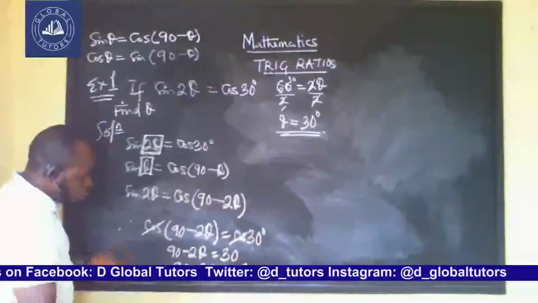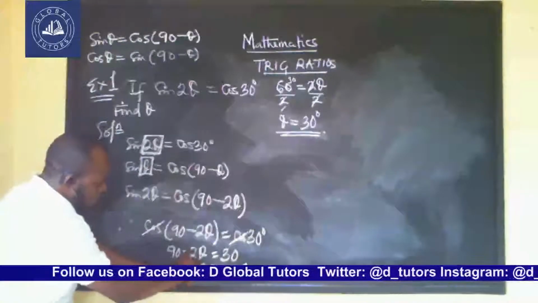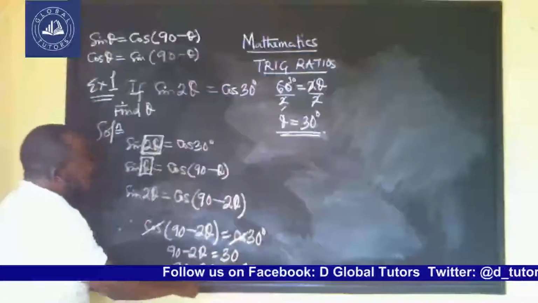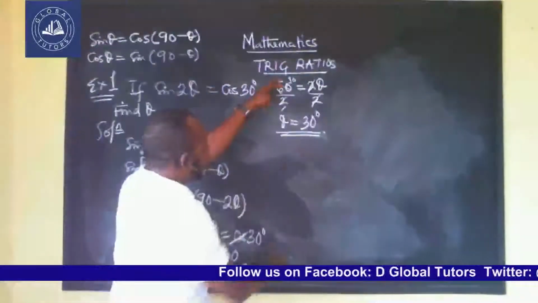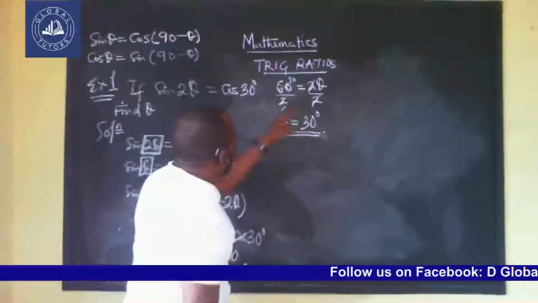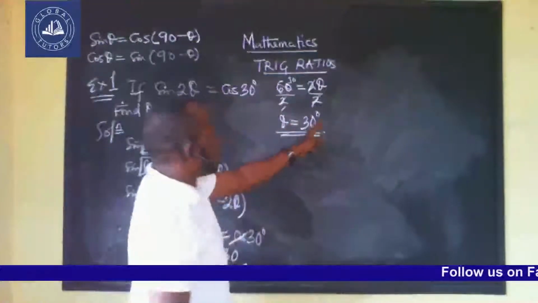So what do we do? Collect like terms. 30 comes here, becomes minus. Minus 2 theta goes here, becomes plus. 90 minus 30, that gives us 60, equals 2 theta. Divide by 2. 2 here 1, 2 here 30. So your theta is 30 degrees.